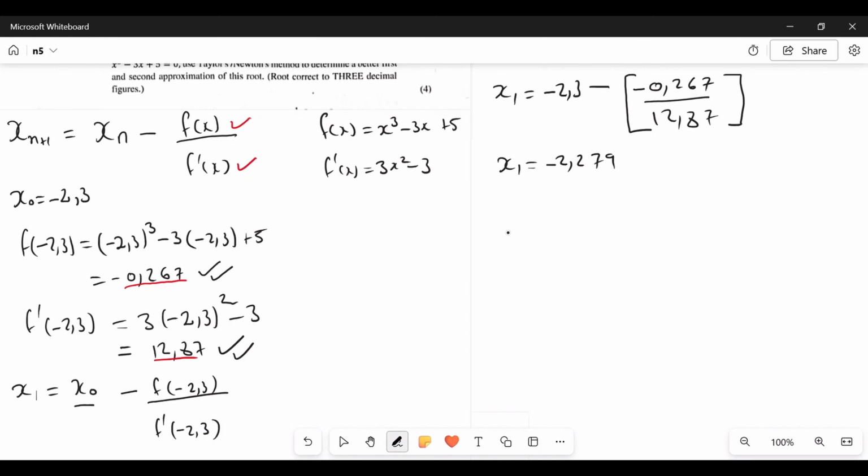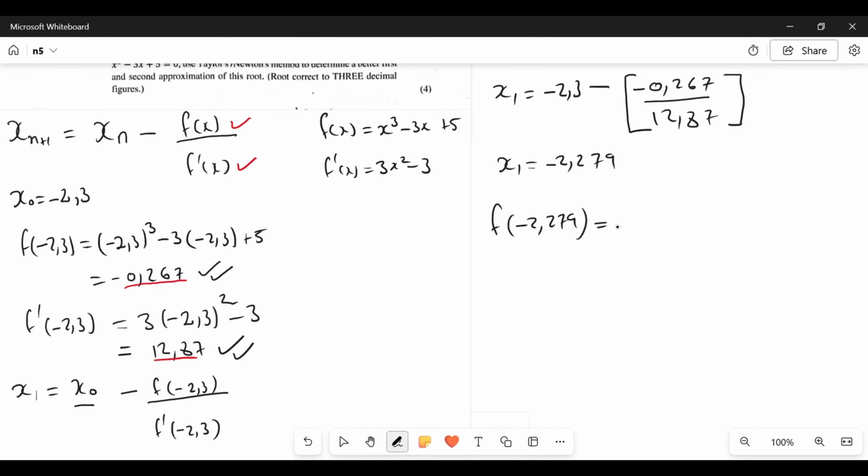We do a very similar thing to what we did before when we were looking for x1. We need to find our f of x and our f of x prime. So this time around it is no longer f of x at negative 2,3. This time it is f of x at negative 2,279. Remember, now we use x1.